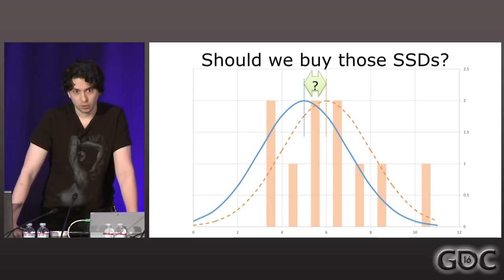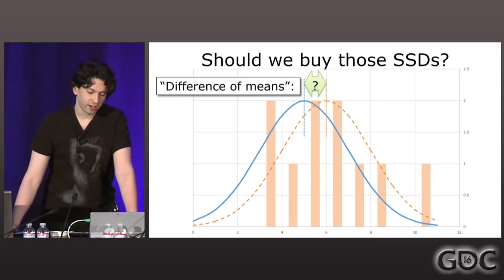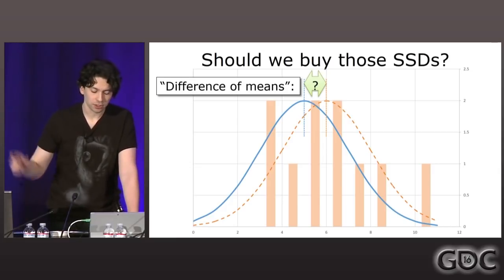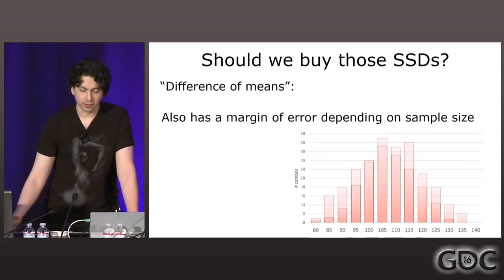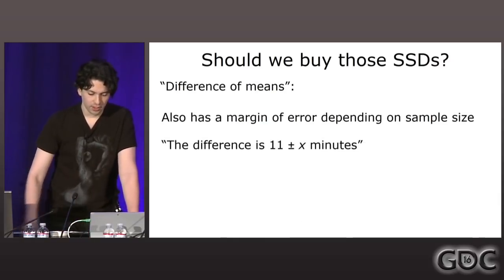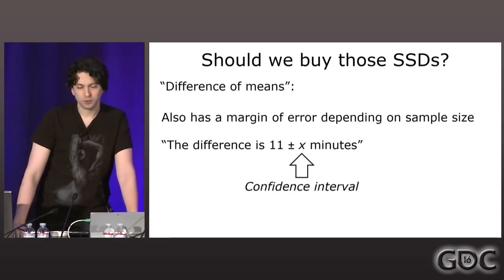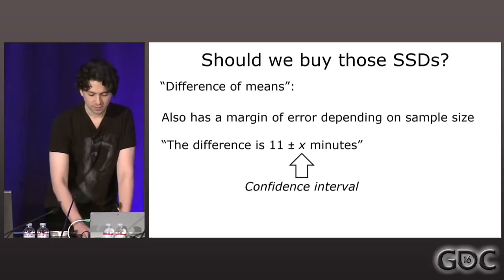All we've shown is that the two populations are different, but not how different, and not whether it's worth spending all the money on those drives. So what we actually care about is the actual difference in means. How much of a change is it? This difference in means has a margin of error just like the actual sample mean. And we call that the confidence interval in the difference in means, which is basically, we know that the difference is 11 minutes, give or take a few minutes.